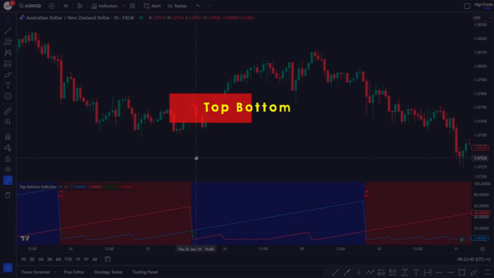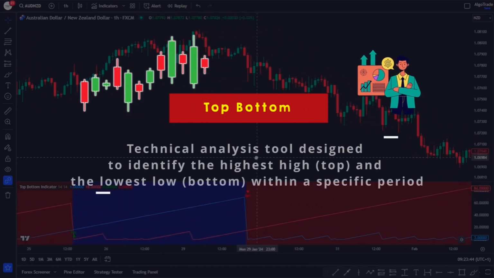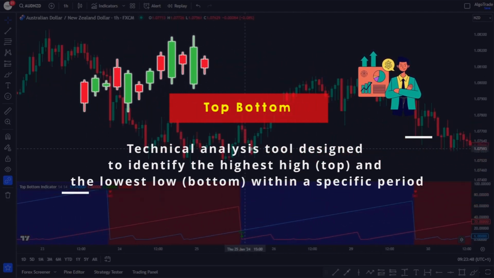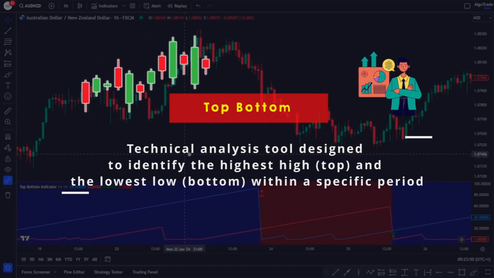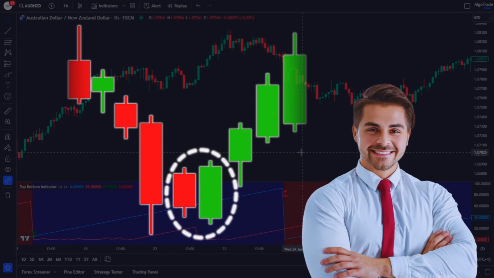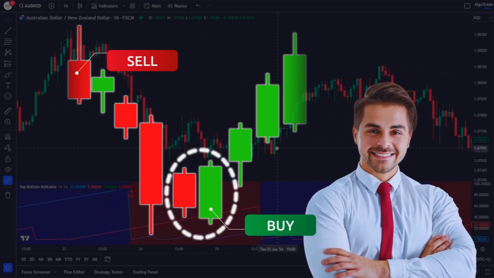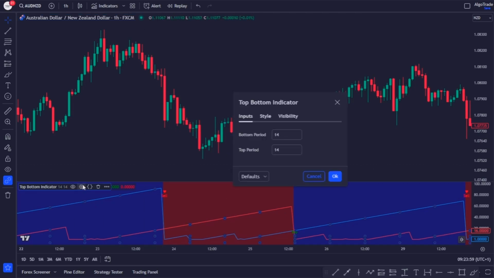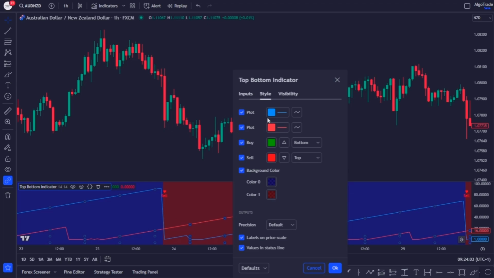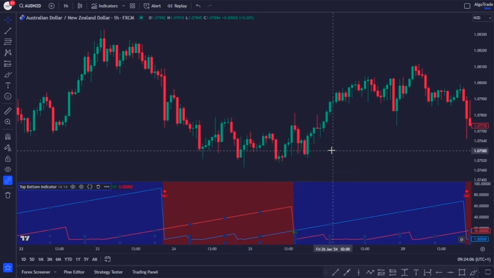By definition, the top-bottom indicator is a technical analysis tool designed to identify the highest high or top and the lowest low or bottom within a specific period, helping traders identify entry and exit points in the market. By default, its settings are 14 for the top as well as for the bottom periods, being these the ones I will use for today's analysis.